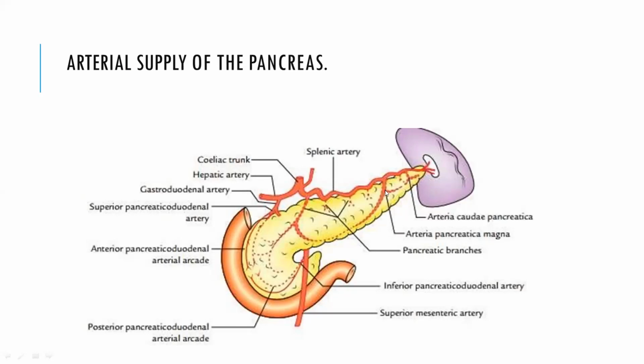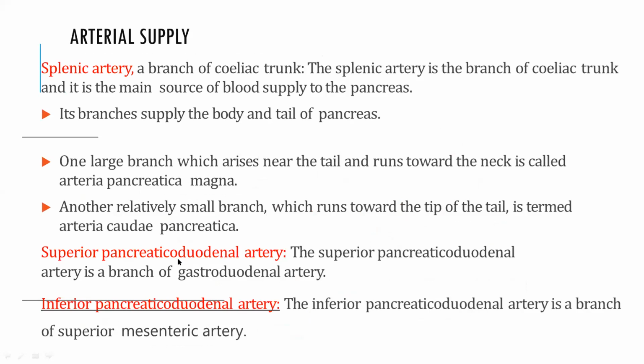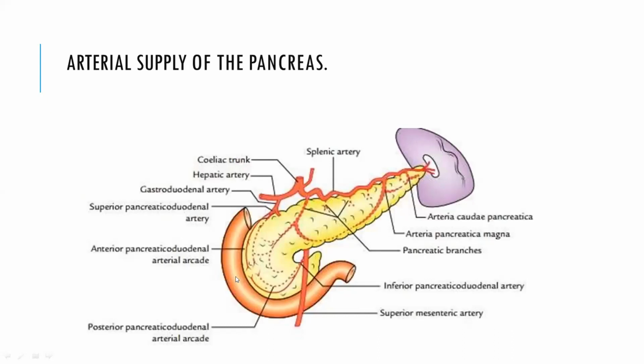Another two branches are the superior pancreaticoduodenal artery, which is a branch of the gastroduodenal artery, and the inferior pancreaticoduodenal artery, which is a branch of the superior mesenteric artery. You can see here the superior pancreaticoduodenal artery from the gastroduodenal artery, and the inferior pancreaticoduodenal artery from the superior mesenteric artery. So these were the arterial branches supplying the pancreas.